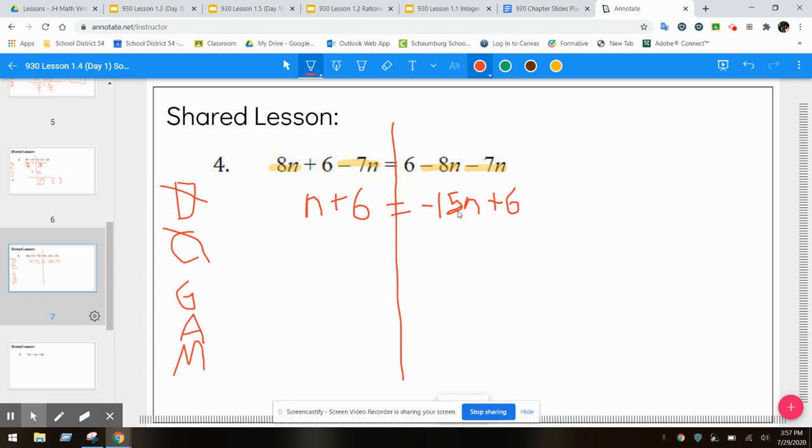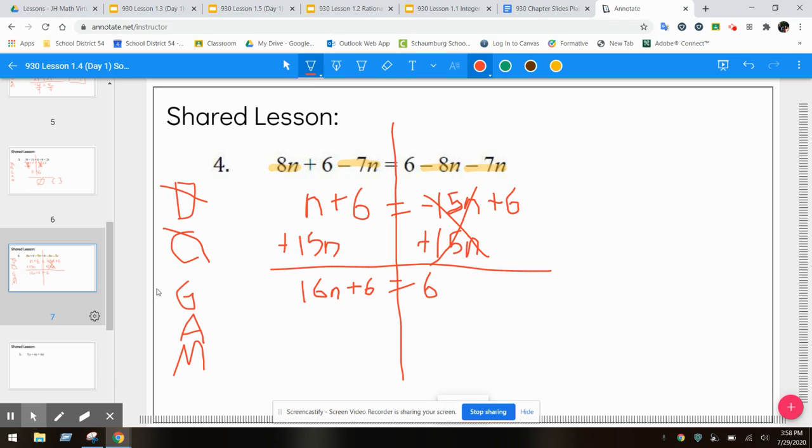In this case, you might say, oh, 15n, that's got to be the big guy. It's negative 15n. So negative numbers are always smaller than positive numbers. So that's the smaller number. That's the little guy. So I got to add 15n to both sides. Add 15n here. Add 15n here. And I get 16n plus 6 equals, since the 15n's canceled out, equals 6.